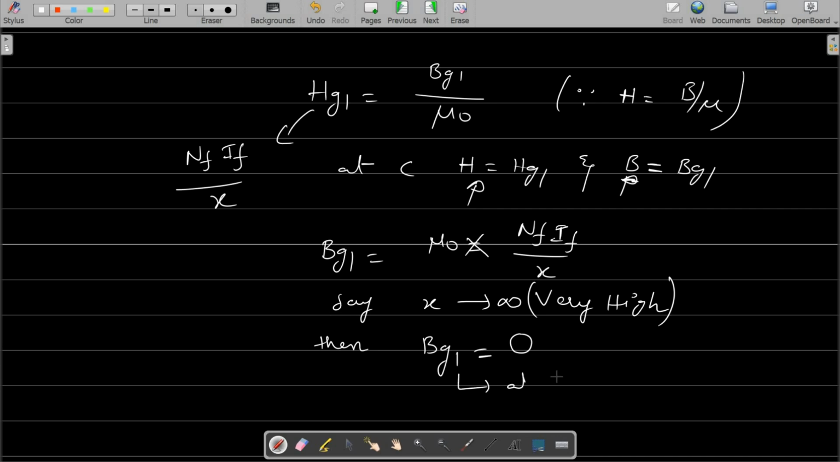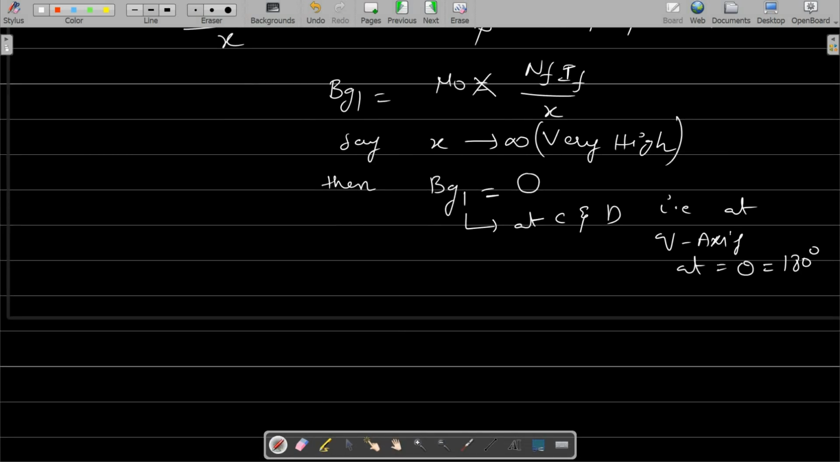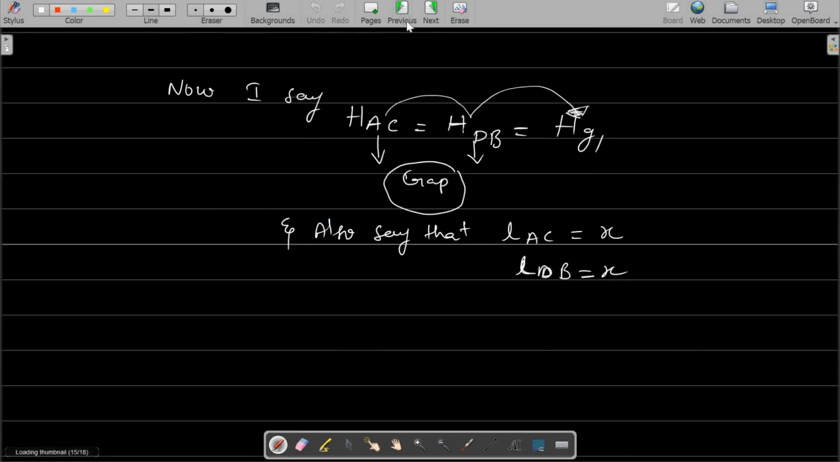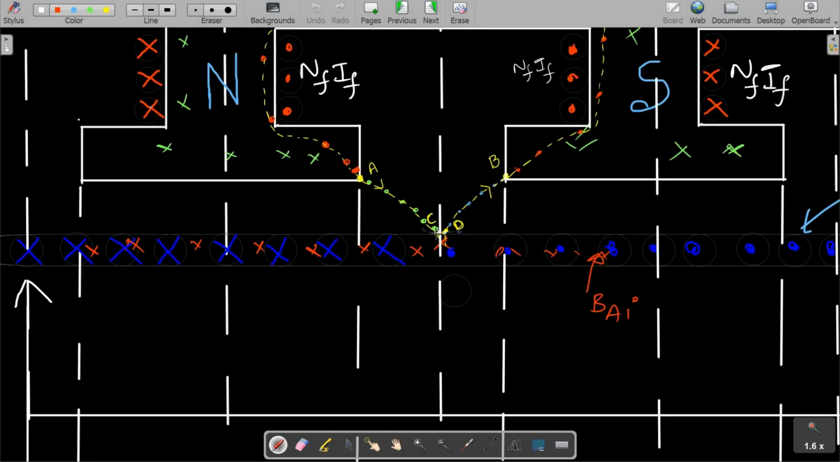This Bg1 is nothing but at C and D, that is, at the q-axis at theta equal to 180 degrees. And this is on the surface of the armature core. I will show you here, on the surface of the armature core. This is the q-axis. Here Bg1 is different. So we have got here that Bg1 is equal to 0. Now I will indicate that Bg1 on the graph below this.